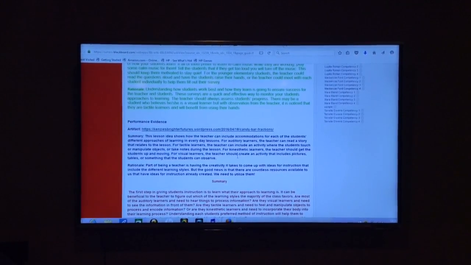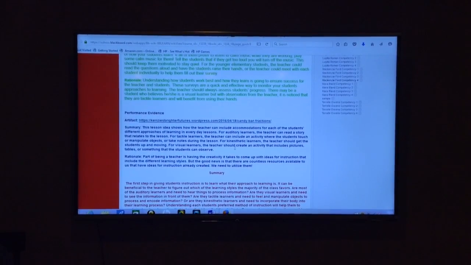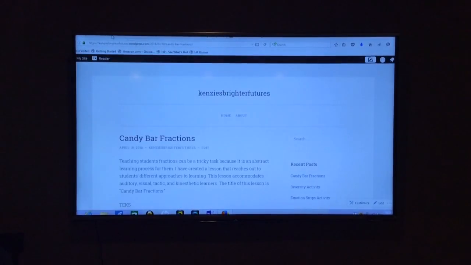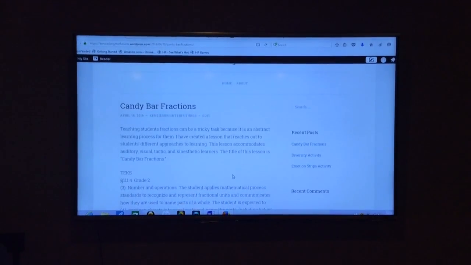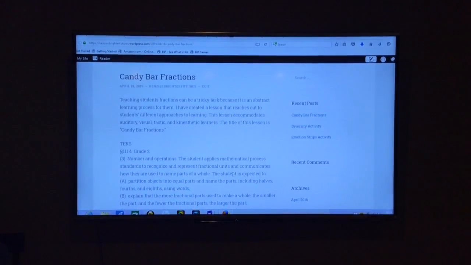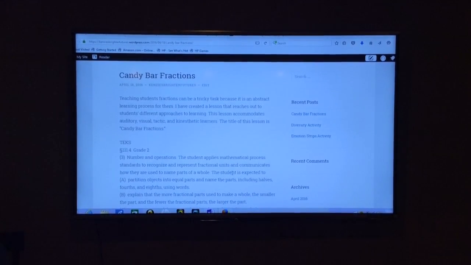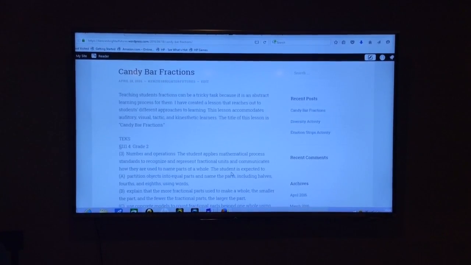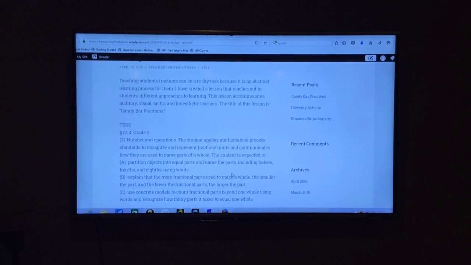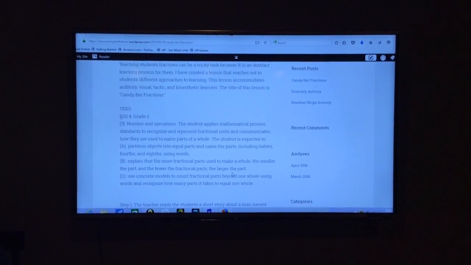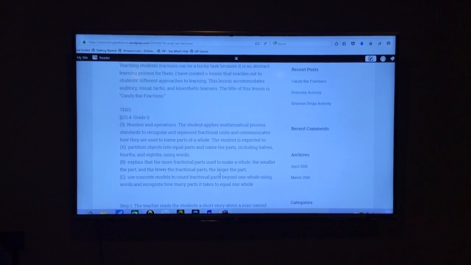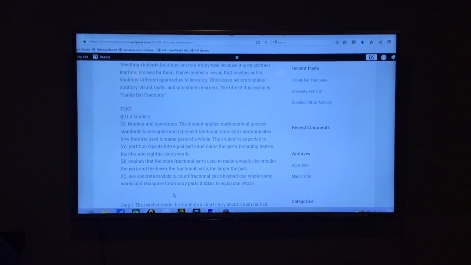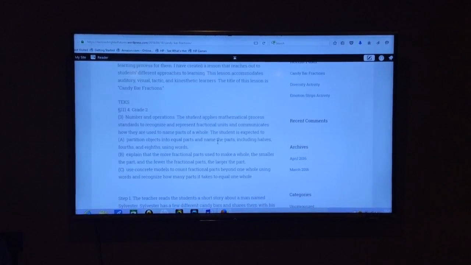And then my performance evidence, I created another lesson and posted it on my little blog. It is titled Candy Bar Fractions. And teaching students fractions is tricky because it's an abstract learning process for them. So I created a lesson that reaches out to students' different approaches to learning. This isn't a lesson that you'd want to start out with when you're just teaching fractions, but it is a good one to include when they kind of have a basic understanding of fractions.